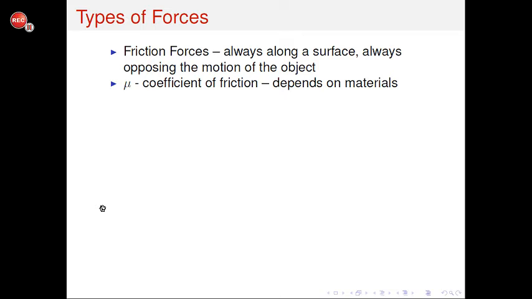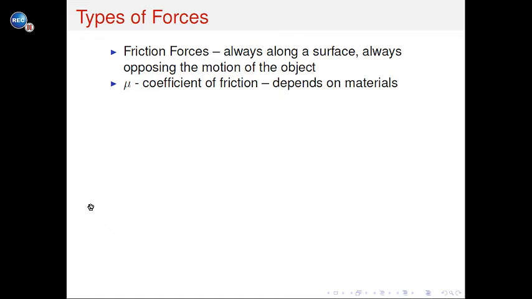Friction force is the third example of things interacting. Friction forces are always going to be along some surface, and they're always going to oppose the motion of the object. So if you can identify a velocity, the friction force will be opposite that velocity vector. If there is no velocity vector, you may have to estimate which way the thing should try to move, and then the friction force is in the opposite direction. Friction forces always try to prevent the motion of the object.